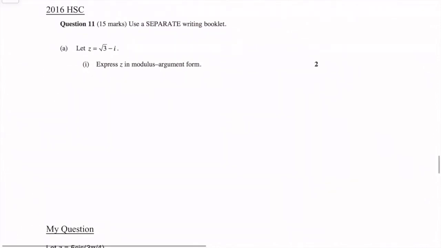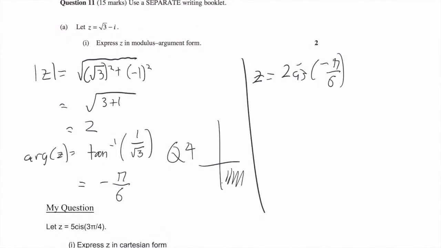Another question, this time from the 2016 HSC. I want you to pause now and then come back to see if your answer is correct. Did you get the same solution as me? If so, we'll move on. If not, pause and have a look at my solution.